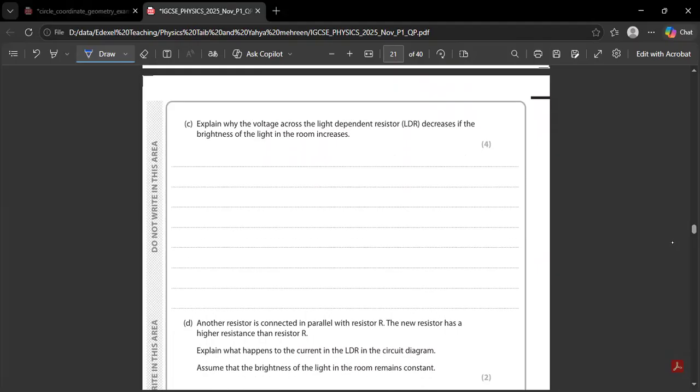Now, explain why the voltage across the light dependent resistor decreases if the brightness of the light in the room increases.